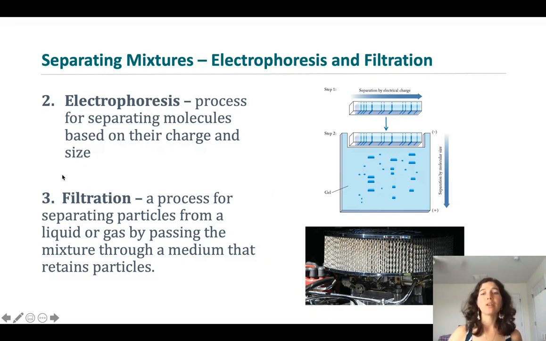We also have filtration, which might be a good process for you to visualize since you might be more familiar with that. You can separate out gases or liquids by passing them through some kind of physical barrier.